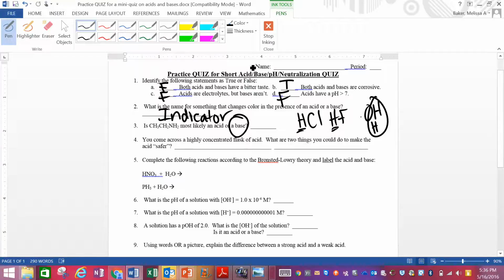Number 4. You come across a highly concentrated flask of acid. What are 2 things you could do to make the acid safer? 1, you could add base. That is the number 1 thing you can do. Adding a base will neutralize it, meaning it'll bring its pH closer to 7. You also could dilute it. You could add it to a bunch of water to weaken the acid.